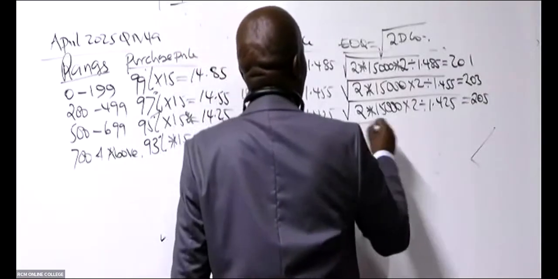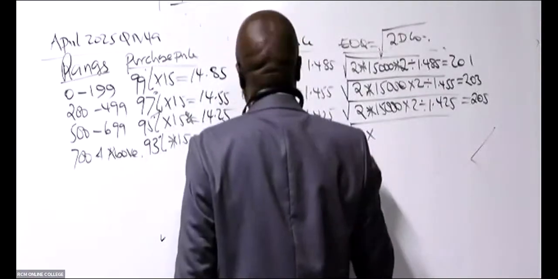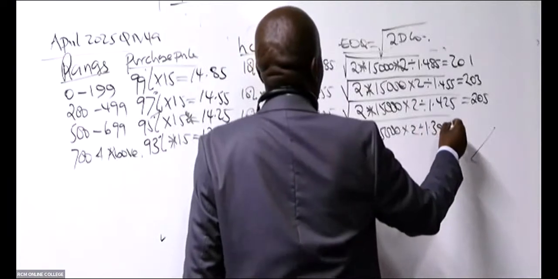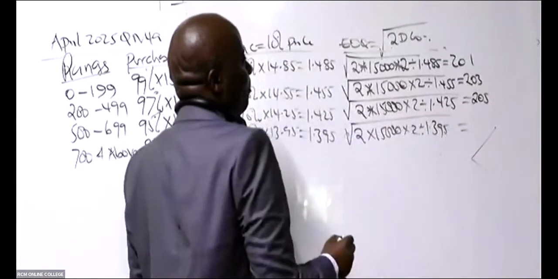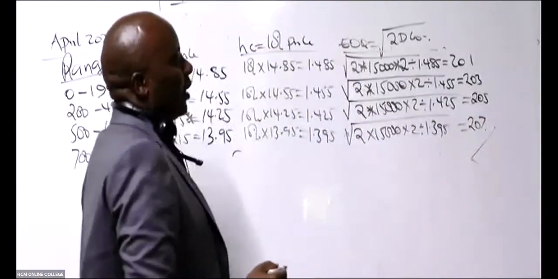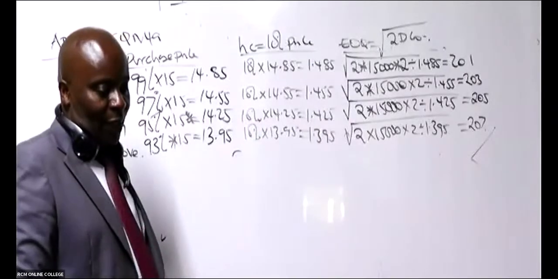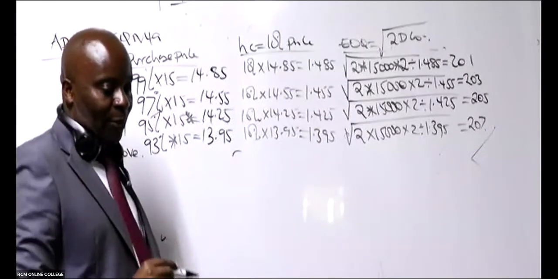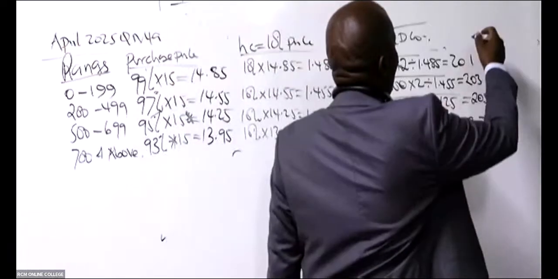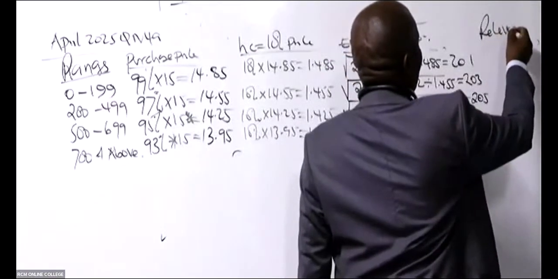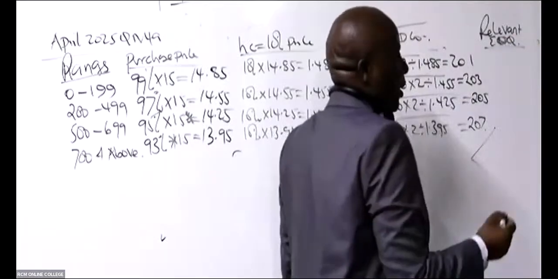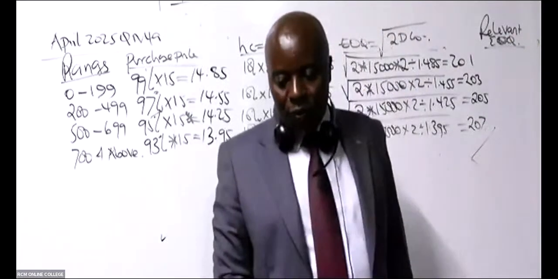The last one, square root of 2 times 15,000 times 2 divided by 1.395. So what figure are we able to get here? 207. Great. Then get ahead and give us the very last column for this table 1. Give us what we call the relevant EOQ. Relevant EOQ for each class. So for each class, give us the relevant EOQ.